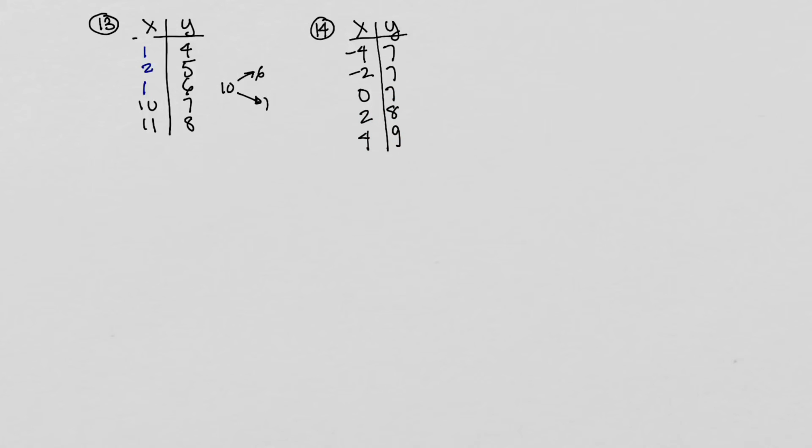So what we want here is we want to get the domain. So let's say that the domain here is going to be, I'll use the set notation. The domain, this is just the collection of input values. These values right here. So the domain is -4, -2, 0, 2, and 4.